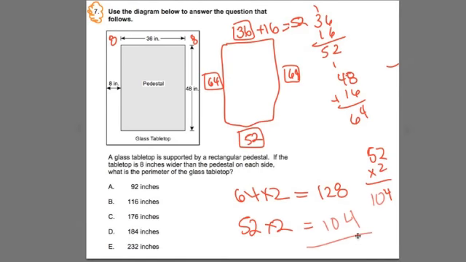All right. So now I have these. I'm trying to find the total distance around. That would give me the total perimeter of the glass tabletop. So when I add those together, they conveniently come up to 232, which is the answer.